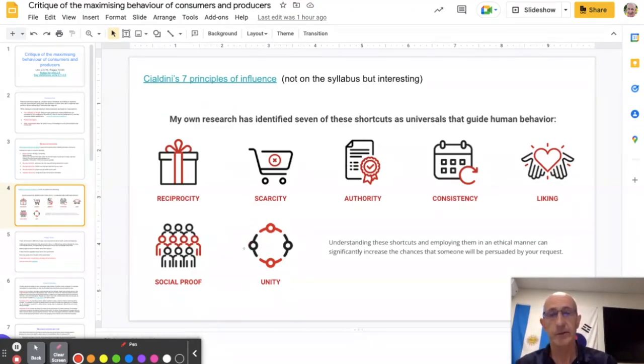Cialdini came up with various different principles of influence. Quite interesting anyway. If you like this whole topic on nudge theory and behavioral economics, then you'll enjoy reading and listening to Cialdini's principles of how you can get your own way or influence decision making. I particularly like this one about scarcity here. Basically, the assumption is that the more scarce something is, the more likely we are to want it.